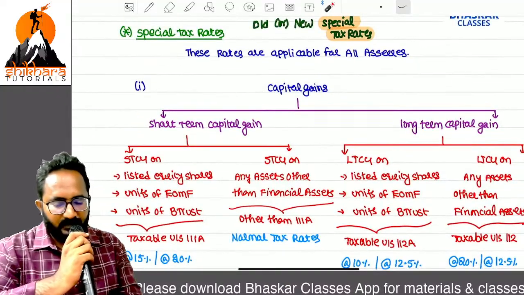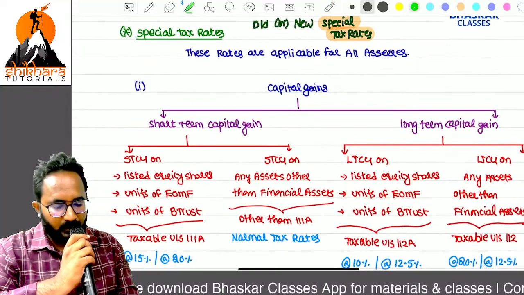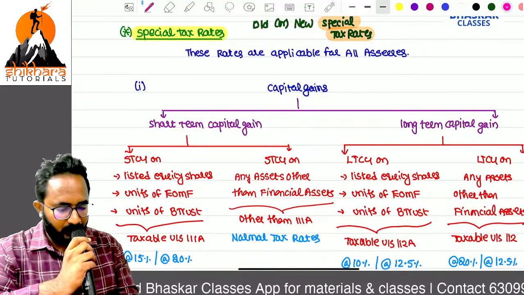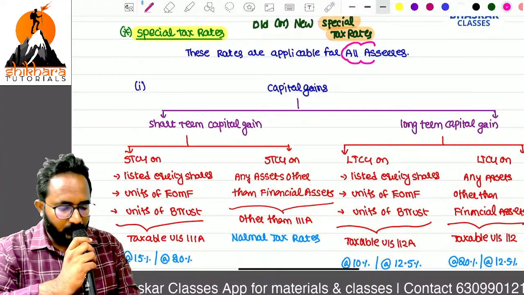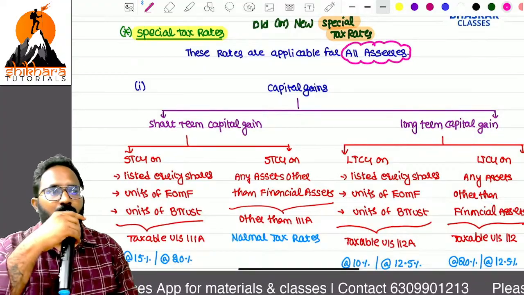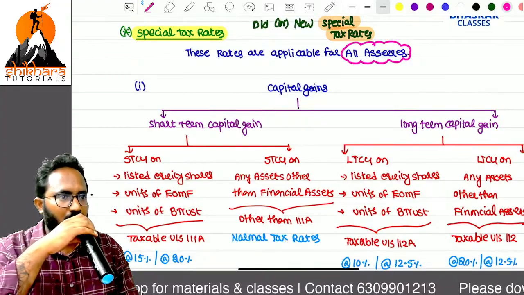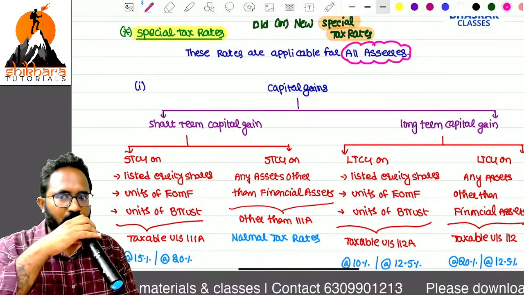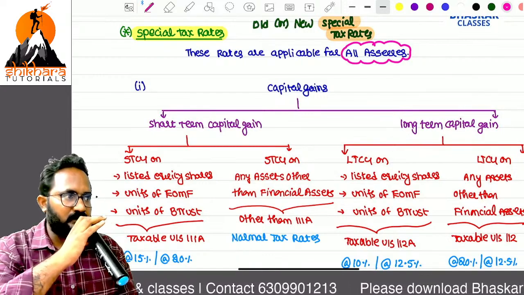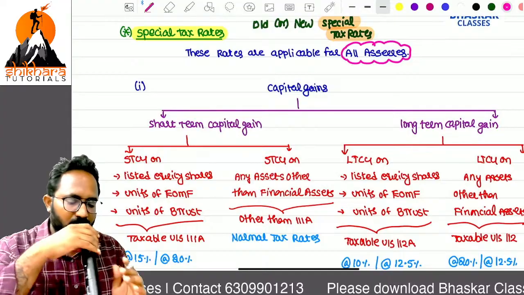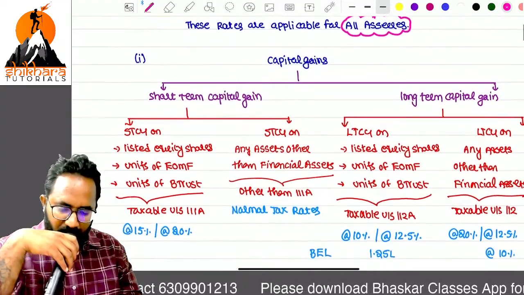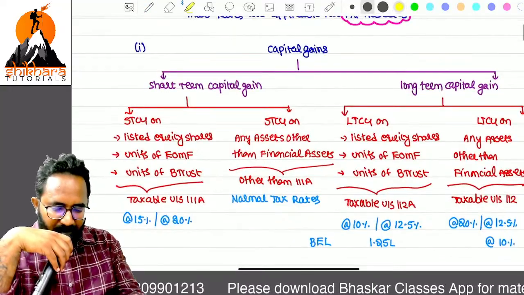Now, these special tax rates are applicable for whom? For all SSCs. Whether you are a company, individual, HUF, AOP, BOI, it is irrelevant. For all the SSCs, if any special incomes are there, they need to calculate tax liability by using special tax rates only. So please make an observation, ma.